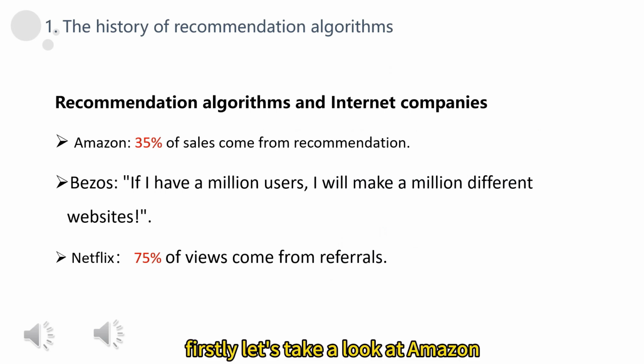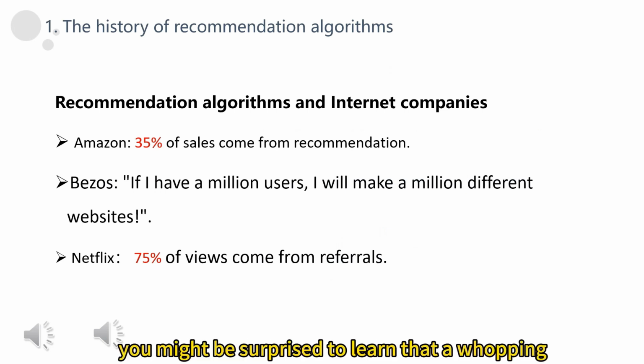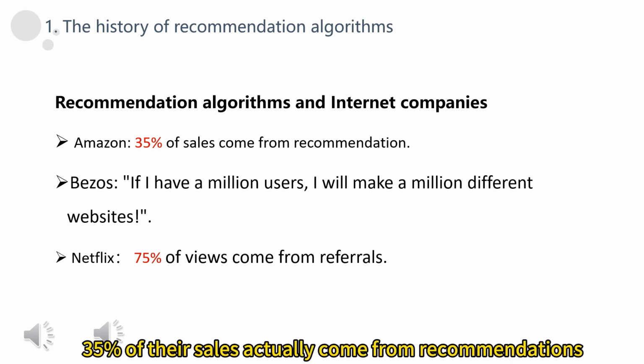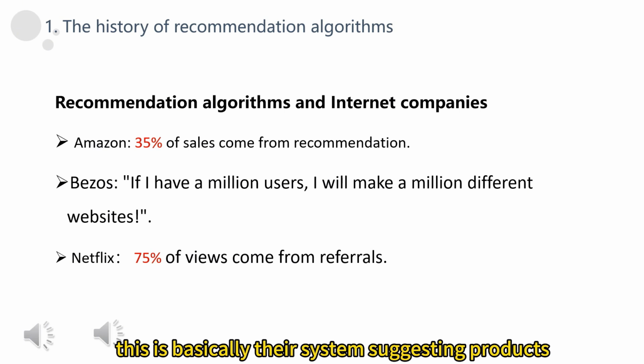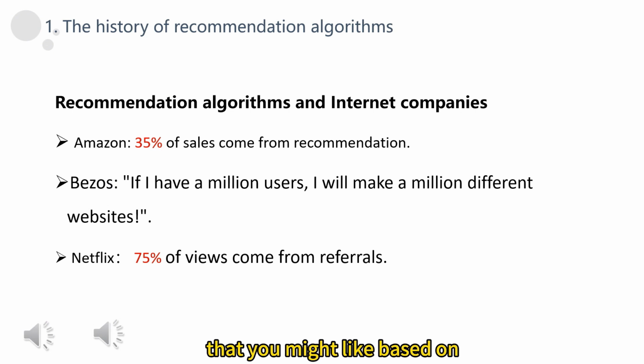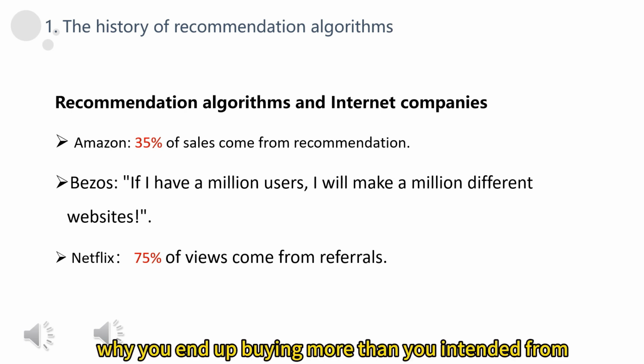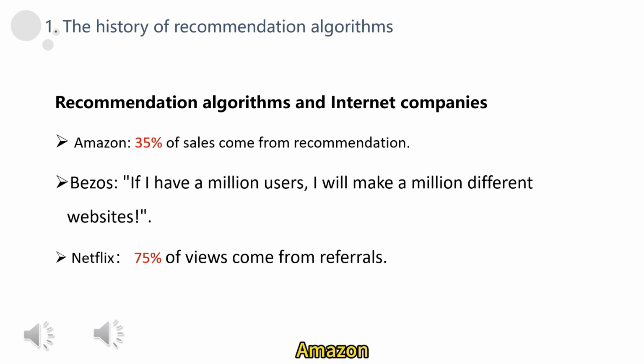Firstly, let's take a look at Amazon. You might be surprised to learn that a whopping 35% of their sales actually come from recommendations. This is basically their system suggesting products that you might like based on what you've previously bought or browsed. So, if you've ever wondered why you end up buying more than you intended from Amazon, here's your answer.